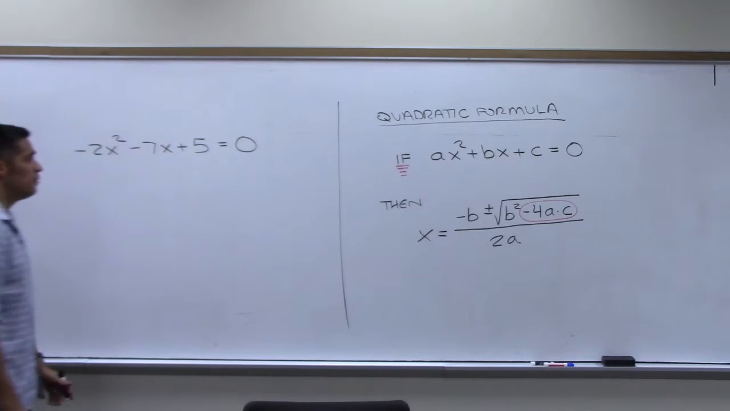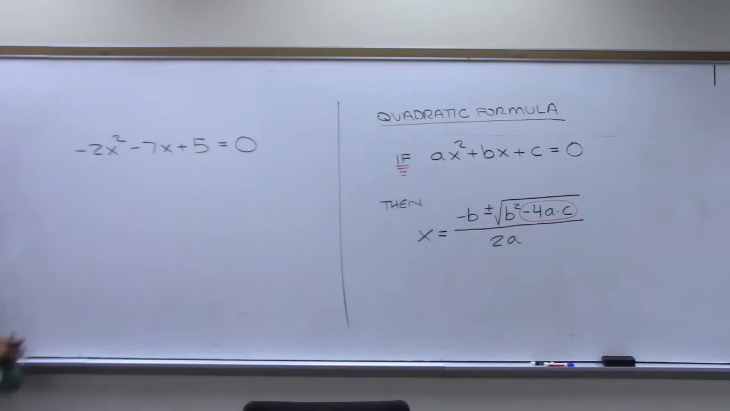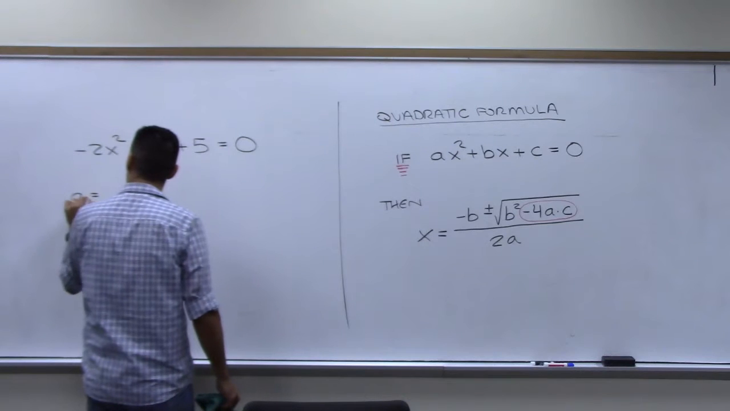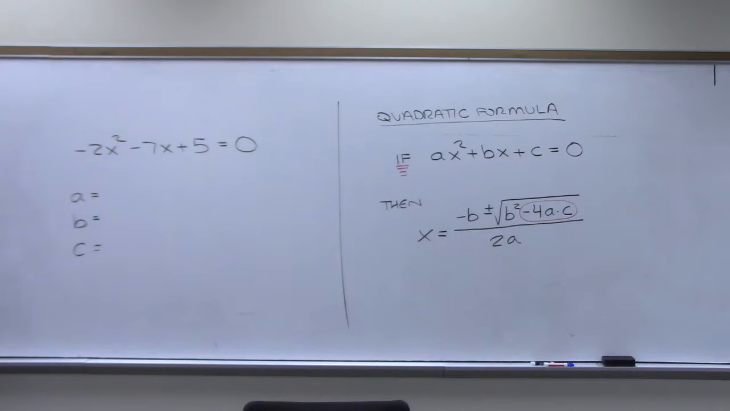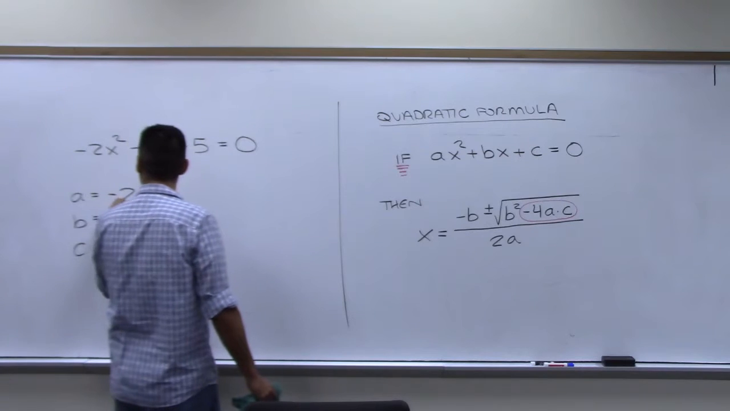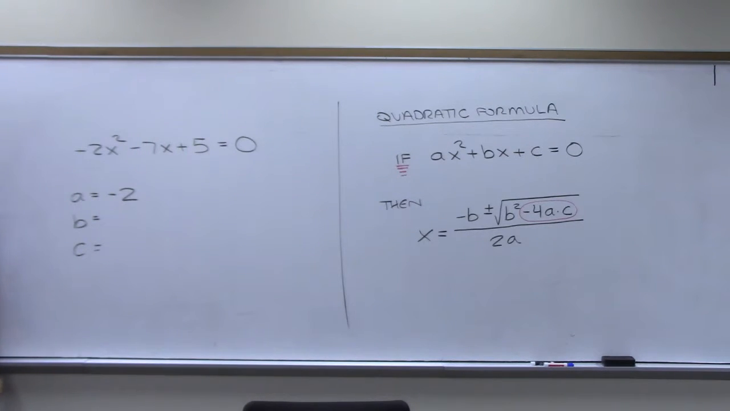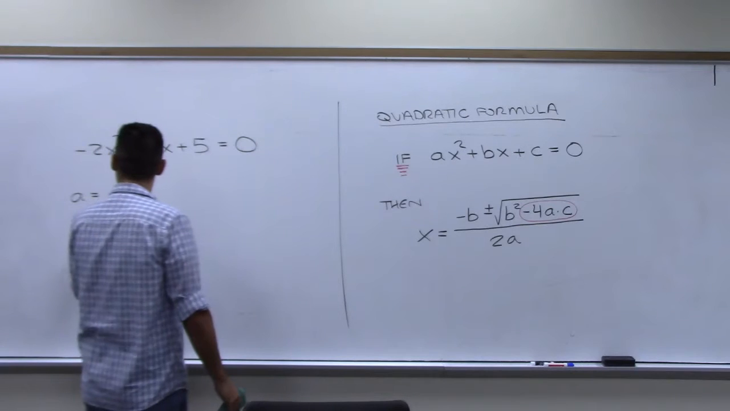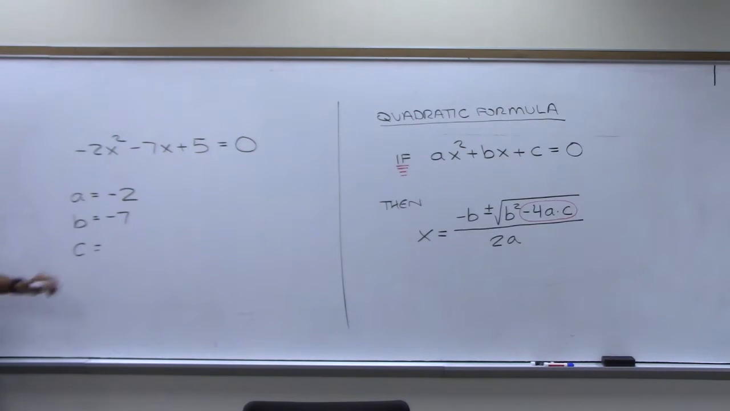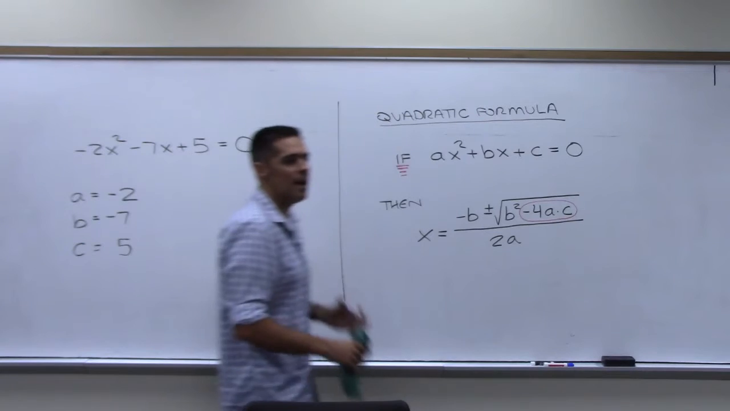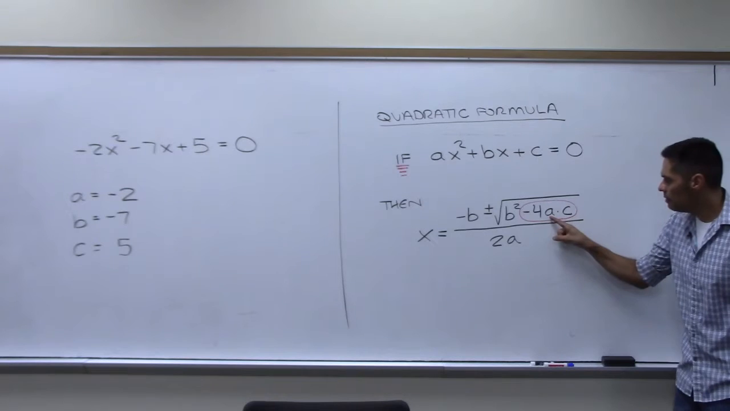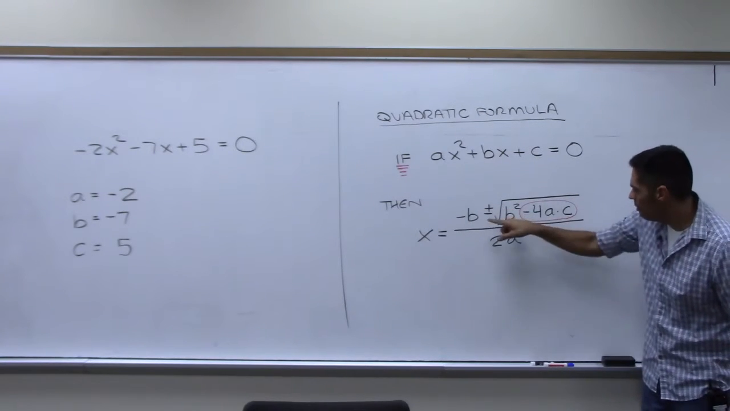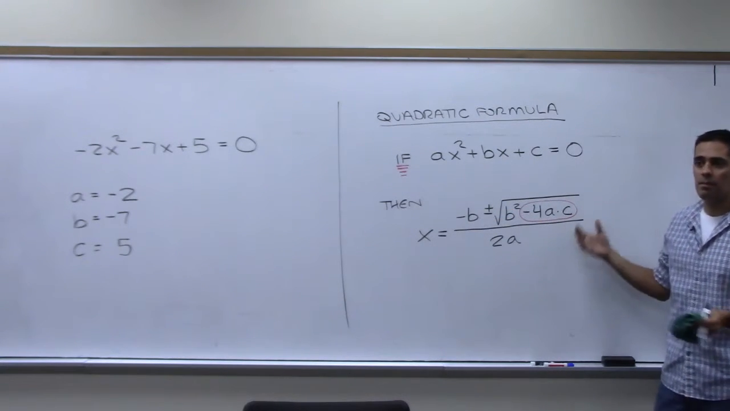So if we're going to do this formula, we need to identify a, b, and c. So let's write down a, b, and c first. What's a for us, what's b for us, and what's c for us? So a is negative 2. All right, negative 2. Make sure you bring the sign with it. What is b for us? Negative 7. Make sure you bring the sign. And then what is c? 5. So that's the first part of the formula. You just identify a, b, and c. Once you identify a, b, and c, you just replace a here, replace this b with whatever you have, replace that c with whatever you have, and then you have to compute that. That's it.